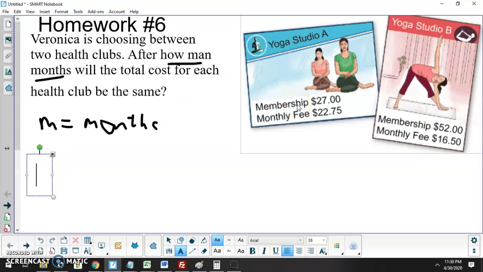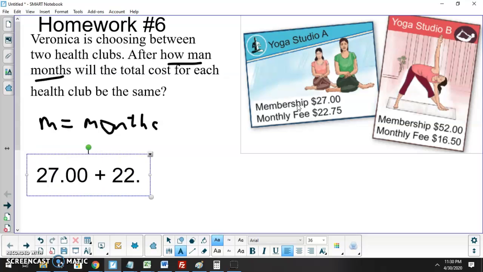Well, your membership, unless it's a recurring yearly membership, which we're just assuming that we're paying once. So it's $27 for the membership. You could get rid of those extra zeros if you want, but I'm going to keep them to line up our decimal points later on. So $27, and the monthly fee for the studio is $22.75, so it's $27 plus $22.75m, and we want to know when they will be the same, or in other words, when will they be equal? So when will Studio A, which is what we just created there, be equal to Studio B?